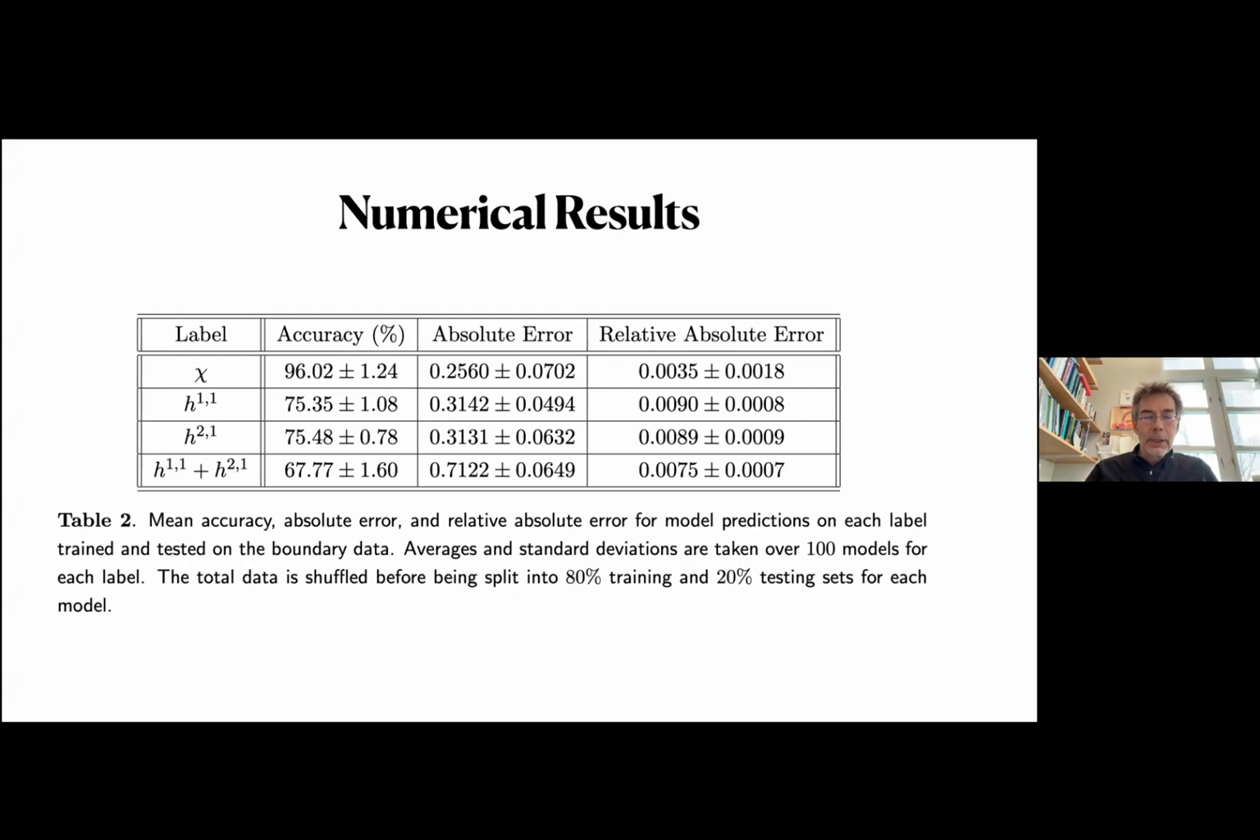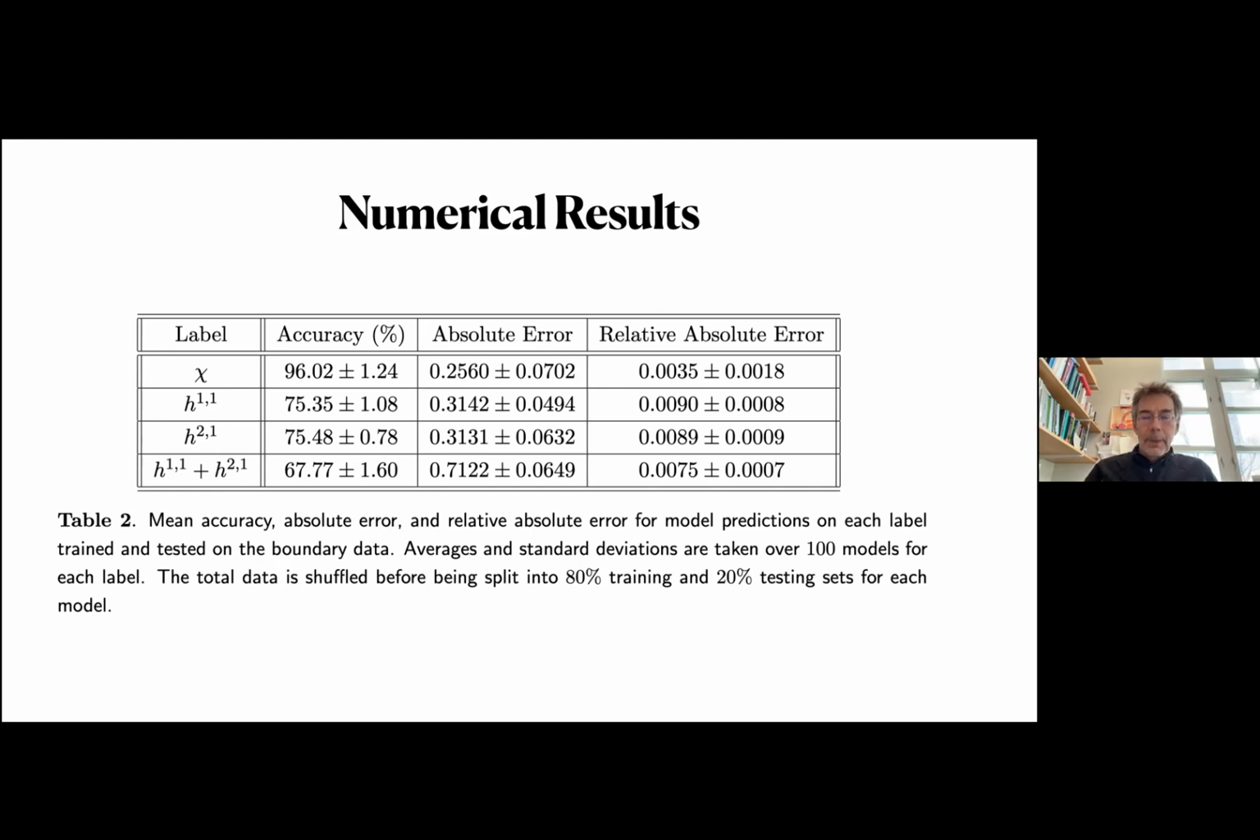The accuracy for the Euler number is about the same. For H11 and H21 it is actually quite a bit better. Instead of being about 50%, it's of the order of 75%. But still, obviously, not quite at the level where we could say for sure that we would expect an analytic expression for this. Even in the case of chi here, the result by itself is not indicating this.